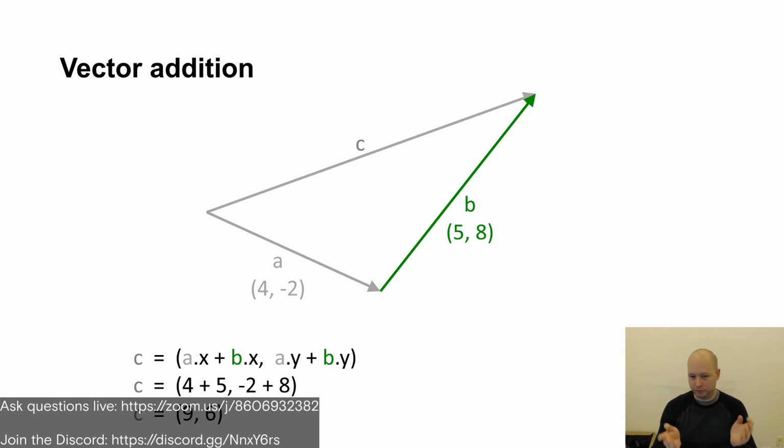And this is just an example. As you can see here, a is 4 and -2, and b is 5 and 8. So you add 4 and 5, you get 9. You add -2 and 8, you get 6. And c is ultimately a 9, 6 vector.